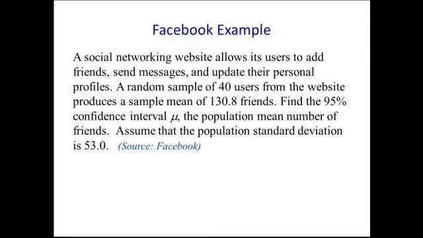A random sample of 40 users from the website produces a sample mean of 130.8 friends. Find a 95% confidence interval for mu, the population mean number of friends. Assume that the population standard deviation is 53. So from this we know that x bar, our point estimate, is 130.8. Sample size n is equal to 40. Population standard deviation is 53. And our z alpha over 2, since we're doing a 95% confidence level, our critical value of z is 1.96.